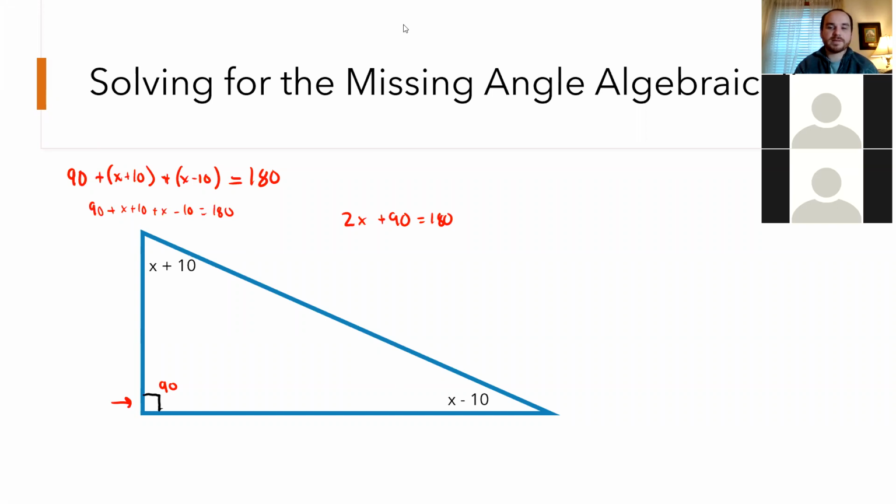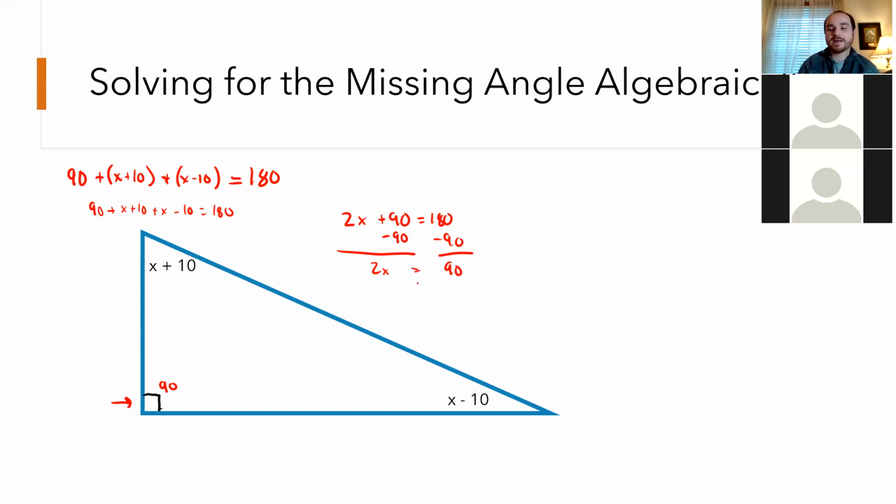That is accurate, Pamela, but that is not the next step. Anybody got any ideas? How do I solve this equation? 2x plus 90 equals 180. Divide 180 by 2. Nope. We're going to get to that step in a second. Yeah, subtract 90 from 180. Yep, so we're going to subtract 90 from both sides of this equation. If we subtract 90 from here, we're left with 2x. And if we subtract 90 from here, we're left with 90. So we have 2x equals 90.